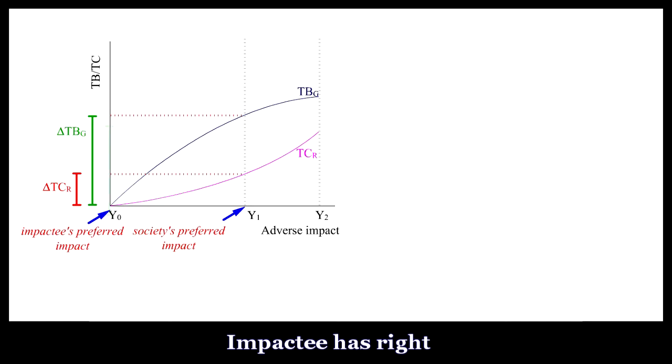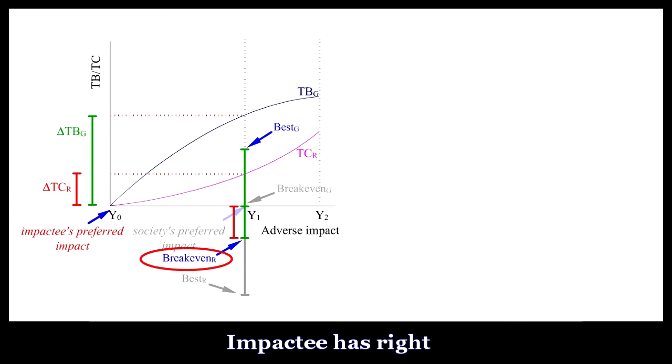If the whole benefit goes to the impactee, the impactor is no better off at Y1 than at Y0. But if the compensation is just high enough to offset the additional cost to the impactee, the impactor is better off, while the impactee is no worse off at Y1 than at Y0.